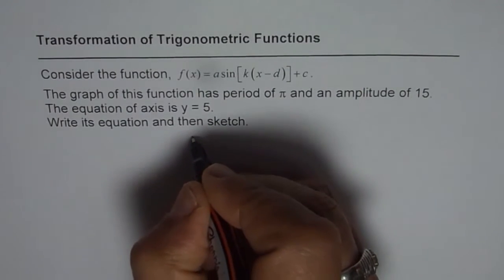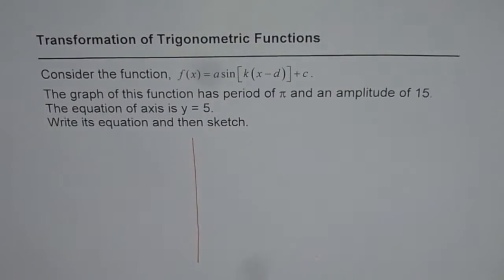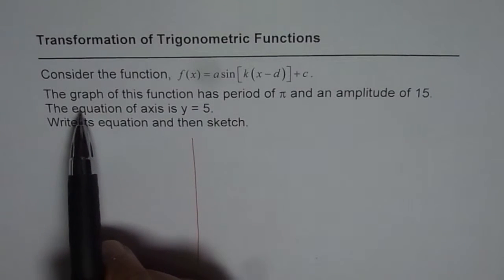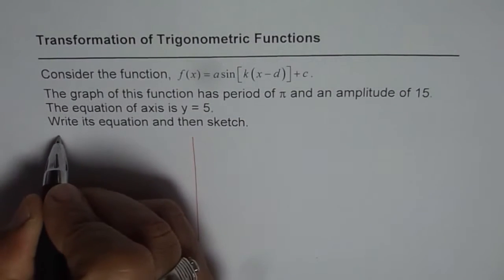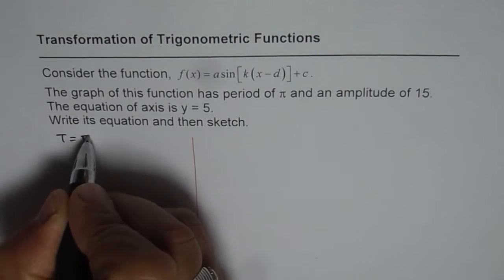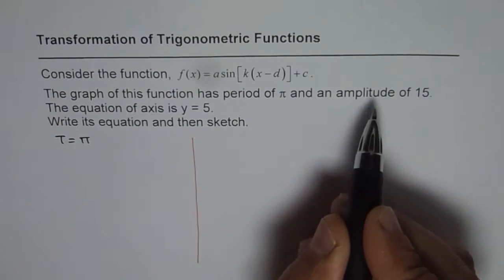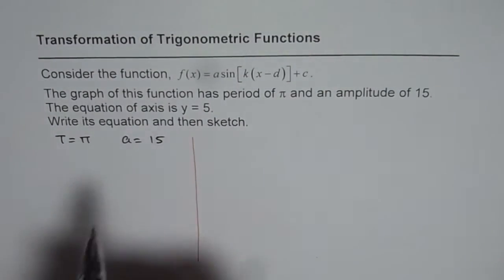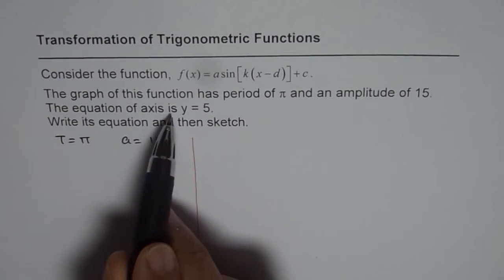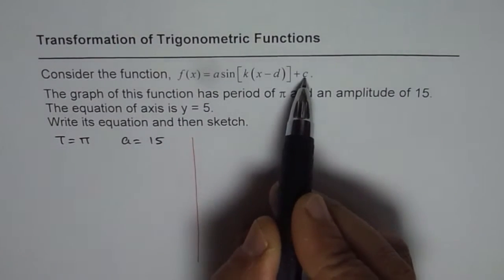So let me first see how to write the equation for this given transformed trigonometric function. What we are given here is that the graph of the function has a period of pi. That means T is equal to pi. Amplitude A is 15. And the axis is y equals 5. That means c is 5.